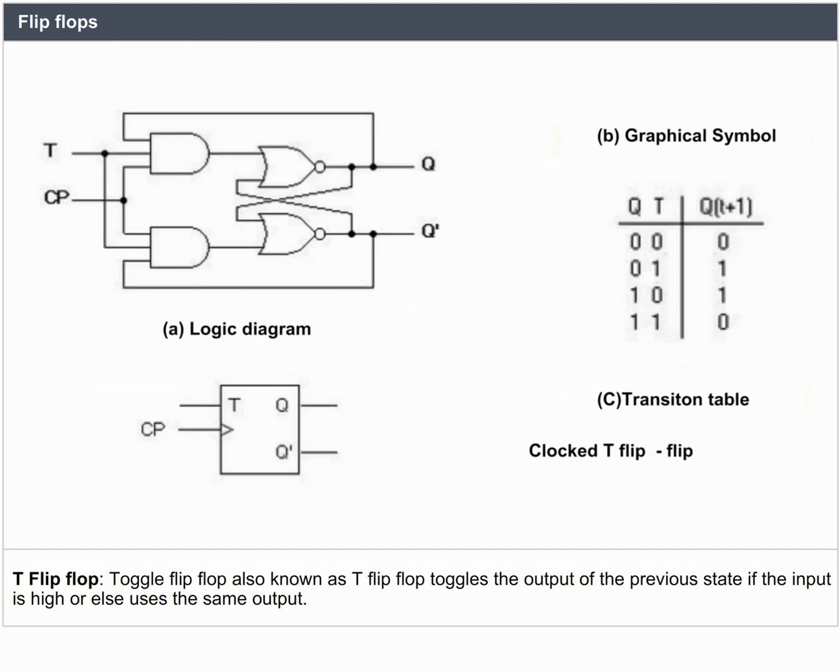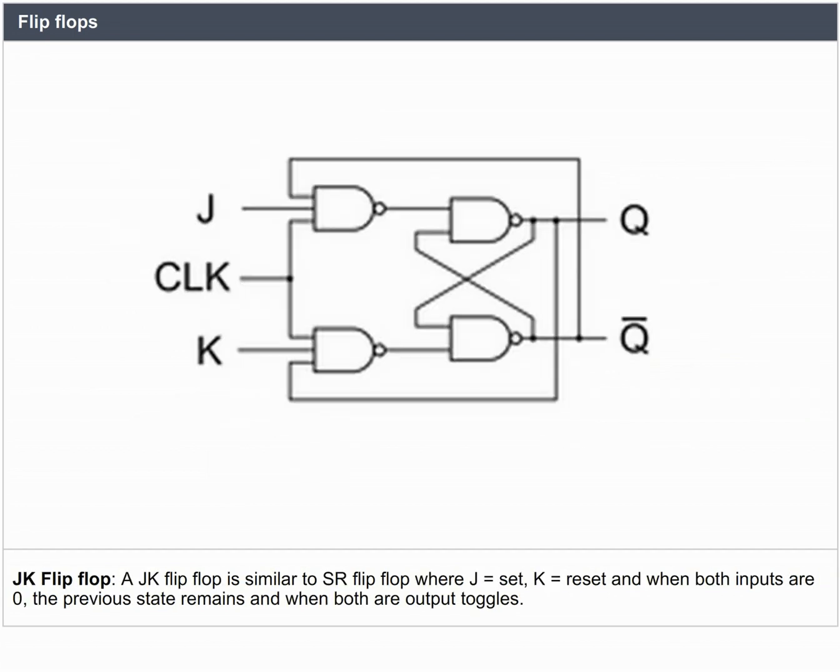T flip-flop. Toggle flip-flop, also known as T flip-flop, toggles the output of the previous state if the input is high, or else uses the same output. JK flip-flop. A JK flip-flop is similar to SR flip-flop, where J equals set, K equals reset, and when both inputs are 0, the previous state remains, and when both are 1, the output toggles.